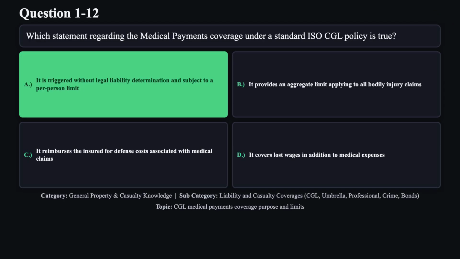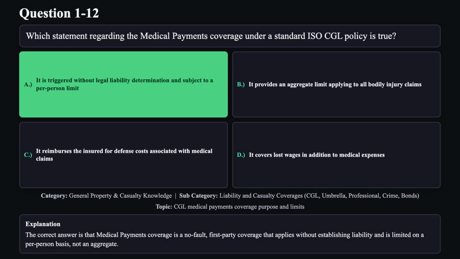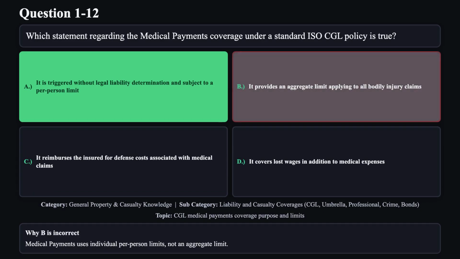The correct answer is A. The correct answer is that medical payments coverage is a no-fault, first-party coverage that applies without establishing liability and is limited on a per-person basis, not an aggregate. Reason B is not correct. Medical payments uses individual per-person limits, not an aggregate limit.